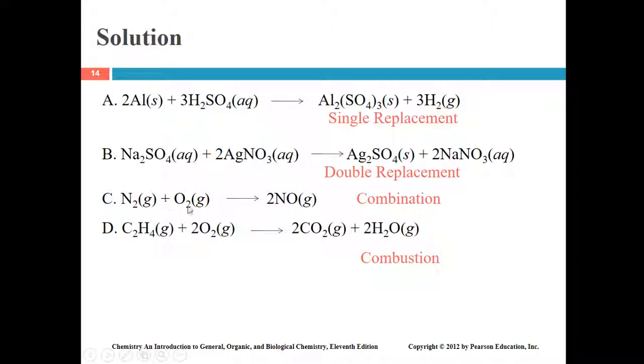We have one element here and another element, and they form one compound. So you take two items to make one: combination. This item here, you'll notice you have a carbon-based compound. You're going to have oxygen as a reactant, and our two products are carbon dioxide and water, so you know that that's a combustion.